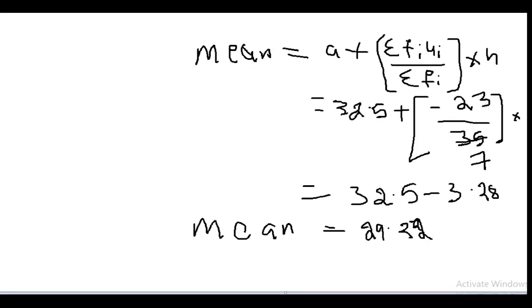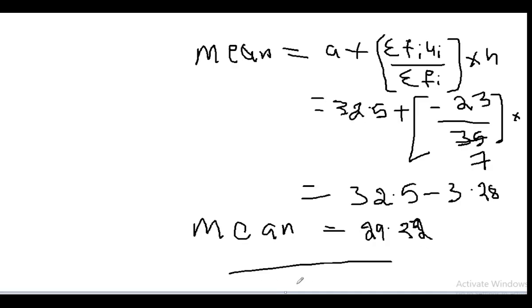So next one, finding the mode. Before that, let us recall this one: the mean is 32.5 plus sigma fi ui by sigma fi into the height, that is 32.5 plus minus 23 by 35 into 5. If you go for cancellations and simplification, we get the mean as 29.2.